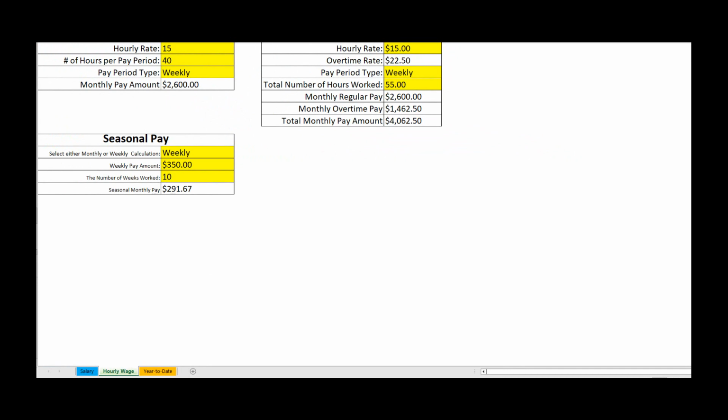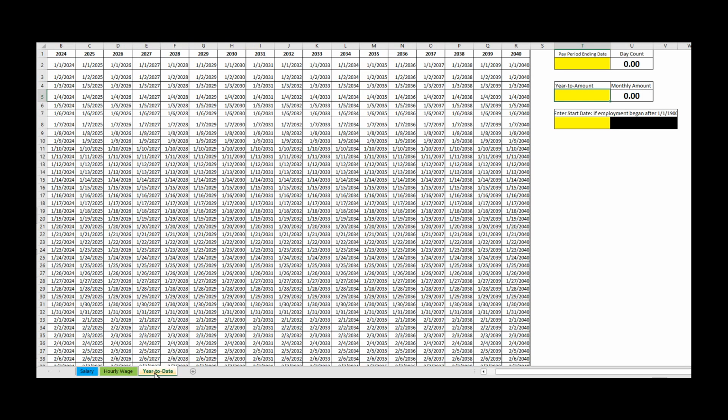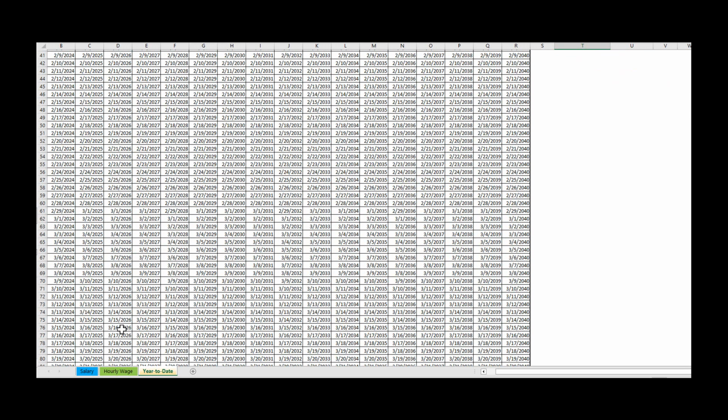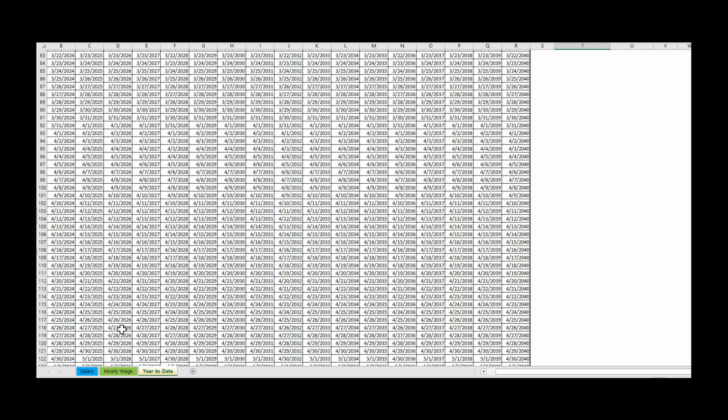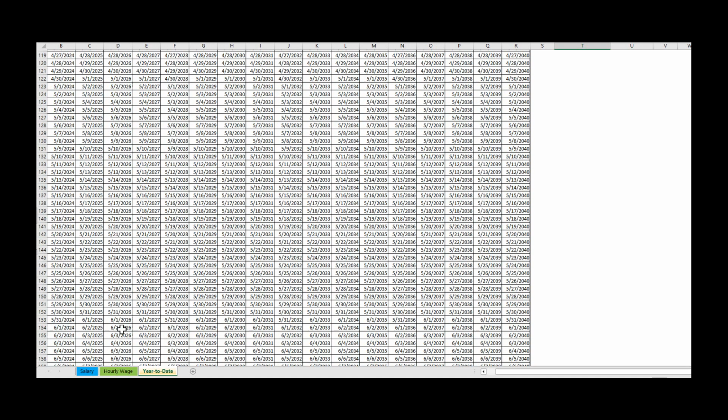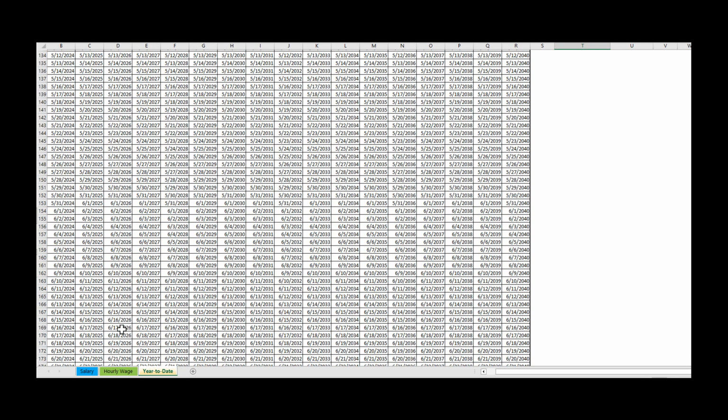We are now ready to move on to year-to-date calculations. Click on the Year-to-Date tab. The Year-to-Date worksheet is divided into 2 sections. The first section allows you to manually select the number of days a specific date falls on. For example, June 15, 2026 falls on the 167th day of the year. Here we go down on the 2026 column until we find June 15, 2026, and next find the corresponding number, which is 167. Divide this number into the year-to-date amount to arrive at the per diem.